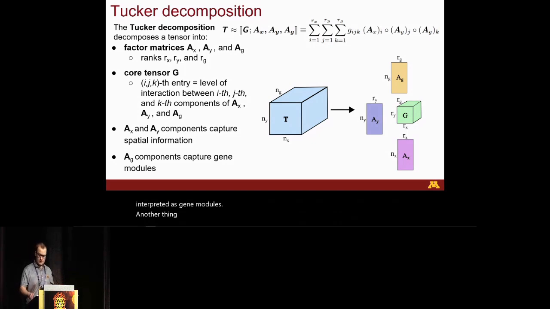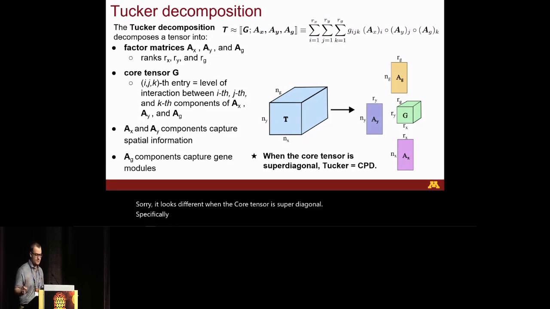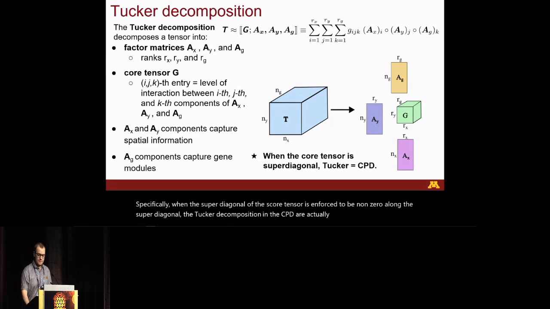Another thing I want to mention is, sorry, it looks different. When the core tensor is superdiagonal, specifically when the core tensor is enforced to be non-zero only along the superdiagonal, the Tucker decomposition and the CPD are actually equivalent. So what this is saying is that under certain conditions, the Tucker decomposition can be interpreted as a more expressive version of the CPD.